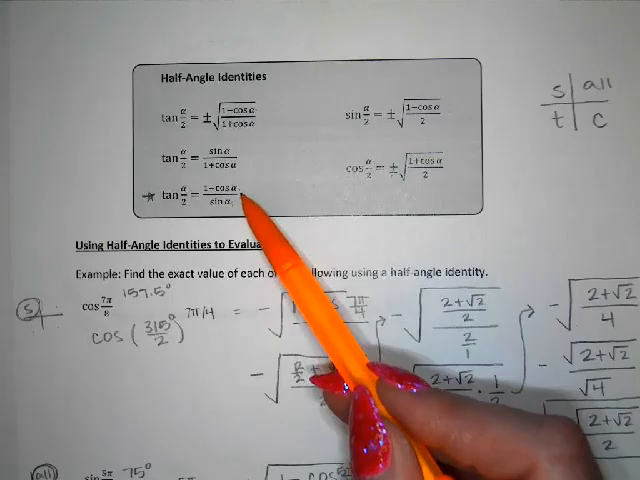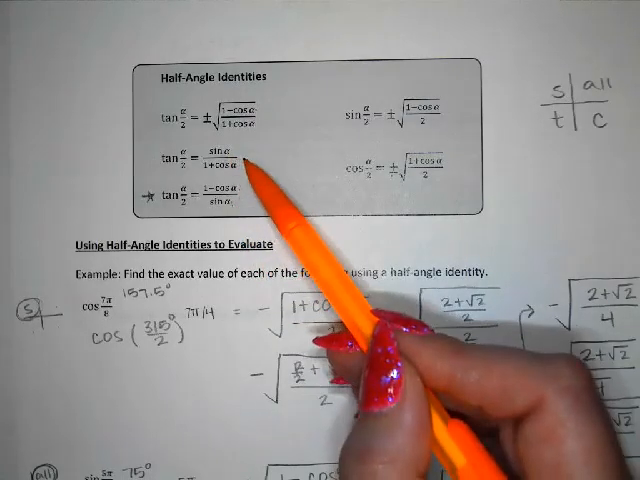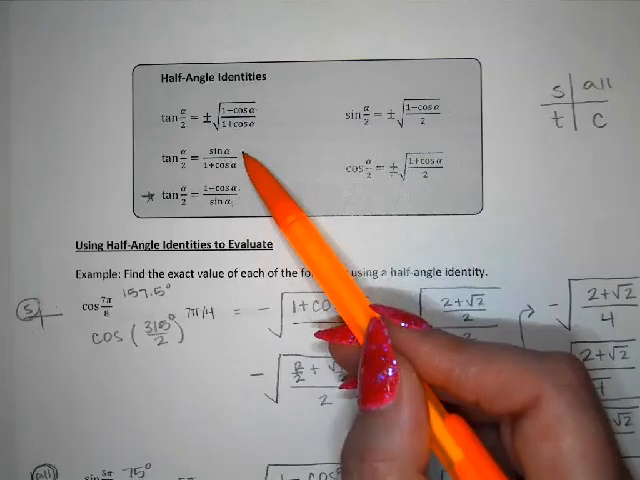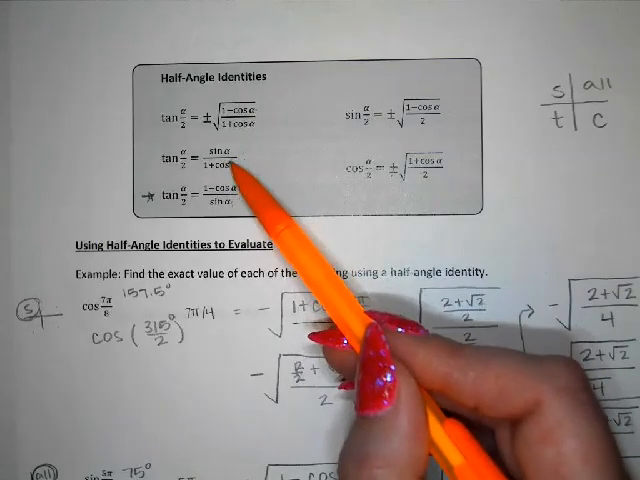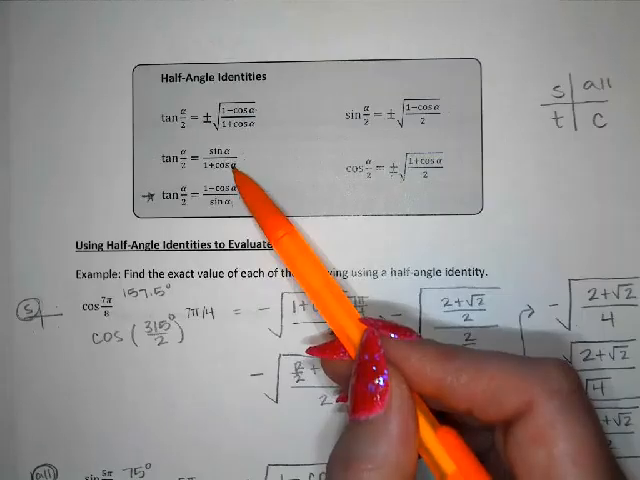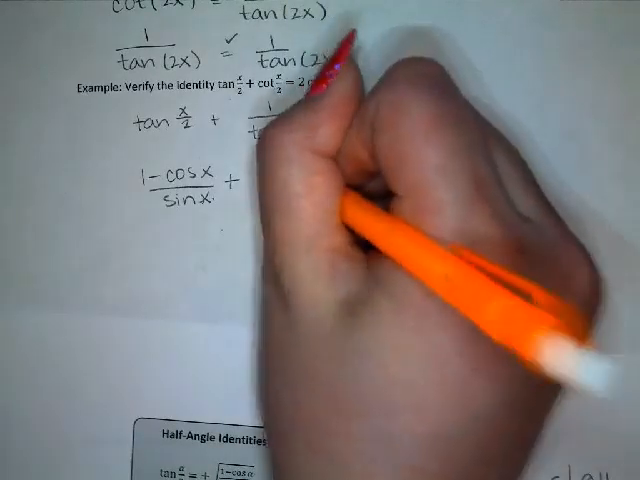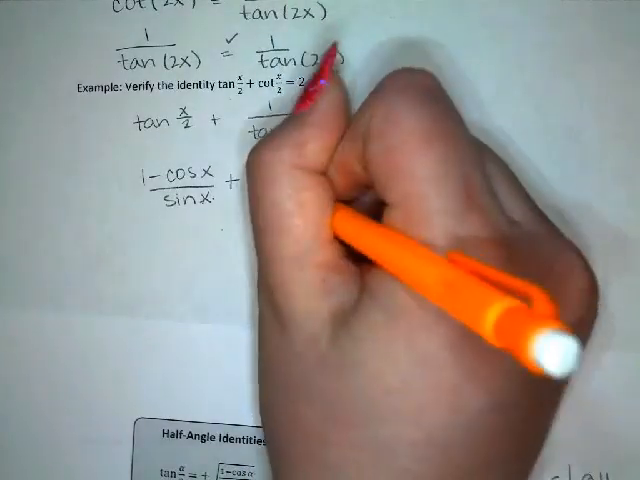However, if I use this one, then when I do keep it, change it, flip it, this is going to become flipped, and it's going to have a 1 plus cos in the numerator and a sine in the denominator, and a sine in the denominator is helpful. So I'm going to use that second one, 1 over sine over 1 plus cos.